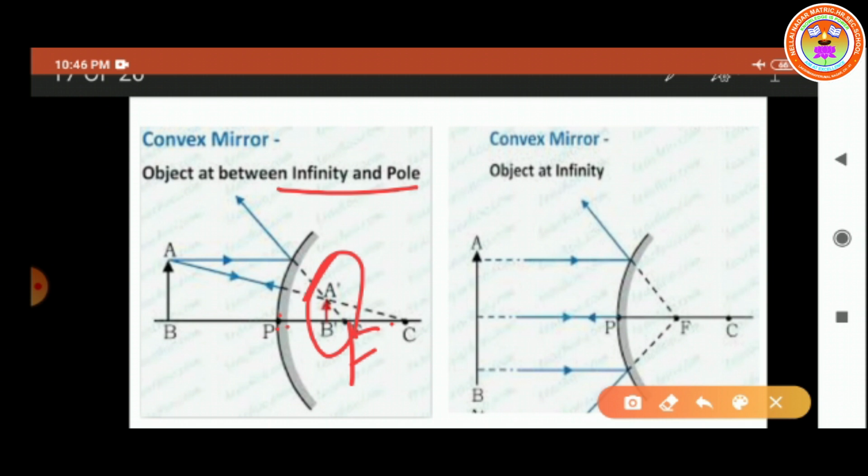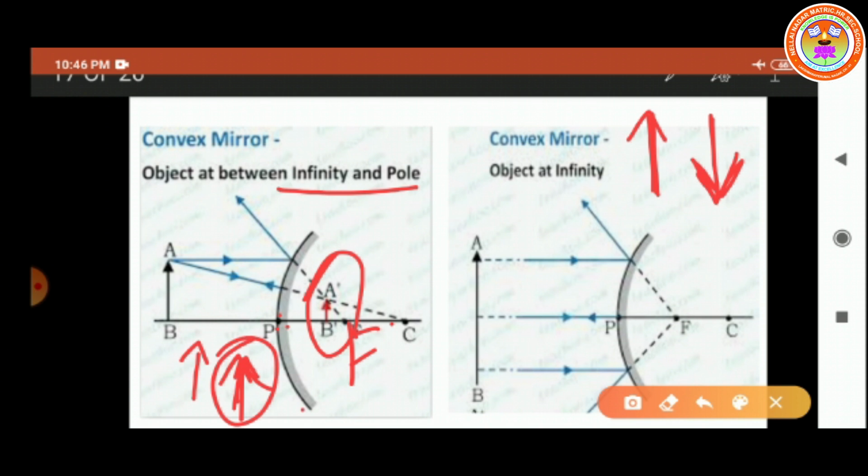Erect means straight. See the previous concave mirrors, the image is always given as a downward arrow mark, isn't it? This is the object, AB, and this is the image for the concave mirror. But the convex mirror always gives us a virtual image only. So the object is an upward arrow mark, and the image is also an upward arrow mark. This is a virtual and erect image. Do you understand, ma'am?